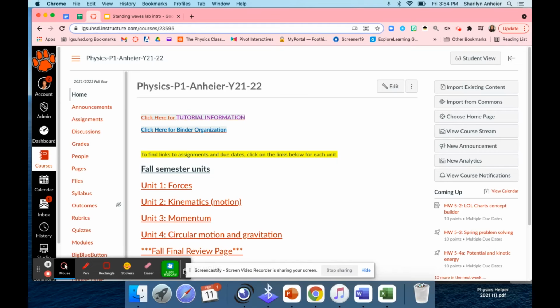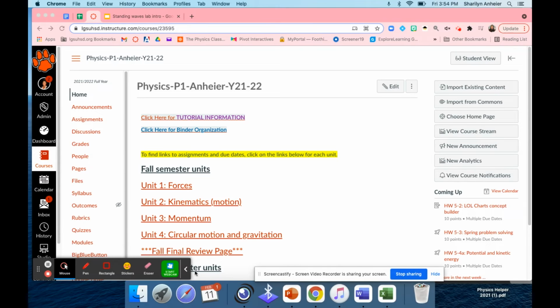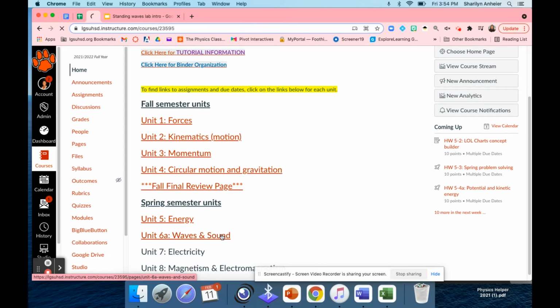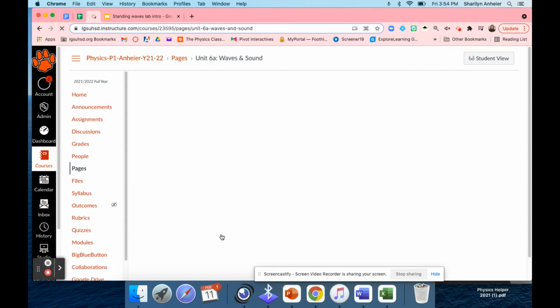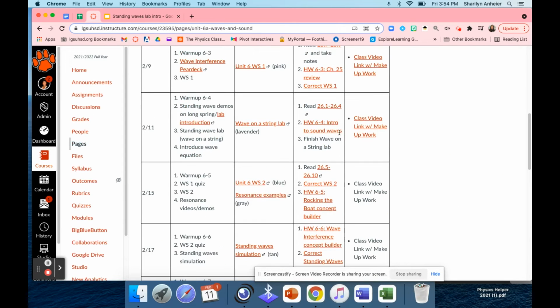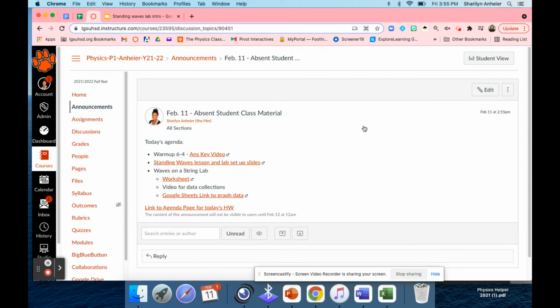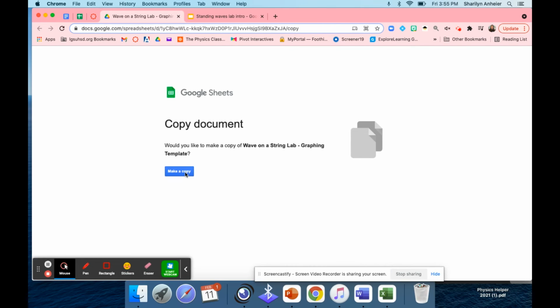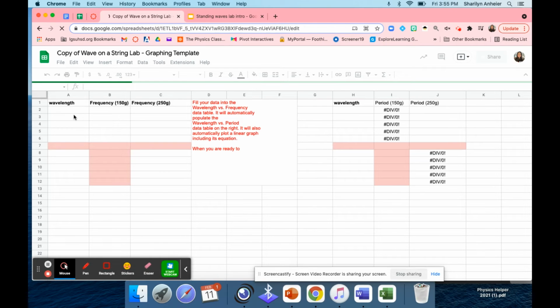All right, physics students, so what we're going to do is I'm going to walk you through how to graph this lab. So where you can find all of this information is obviously in your Canvas page where you have links to absent materials. The video for the data collection you already have, and there's a Google Sheets link right below it where you can take all of the data that you collected and put it into this Google Sheet.